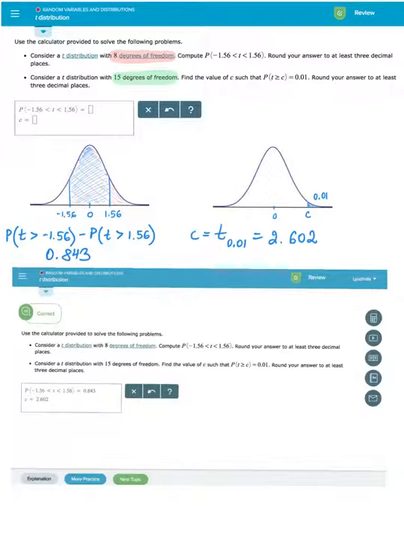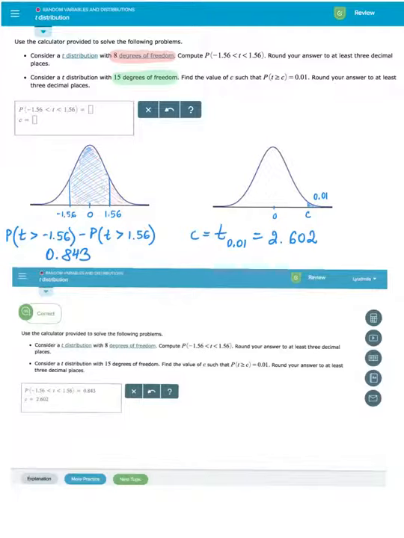Consider a t distribution with 8 degrees of freedom. Compute the probability that t is between negative 1.56 and positive 1.56. Round your answer to at least 3 decimal places. First, let's get the diagram for this scenario. As you can see, I have negative 1.56 and positive 1.56 as my 2 boundary points, and the blue area is what I'm really interested in.